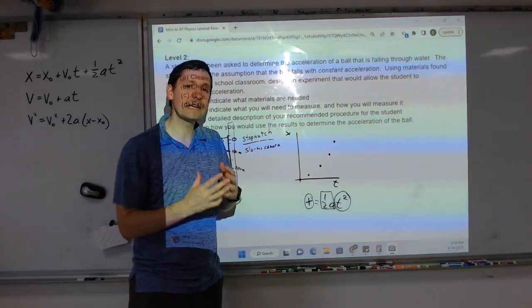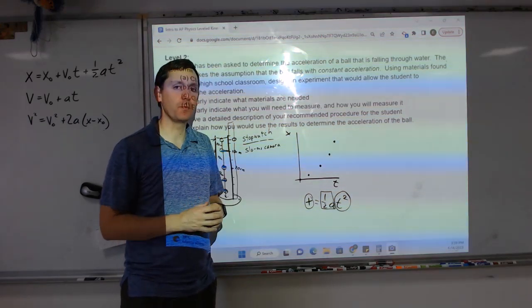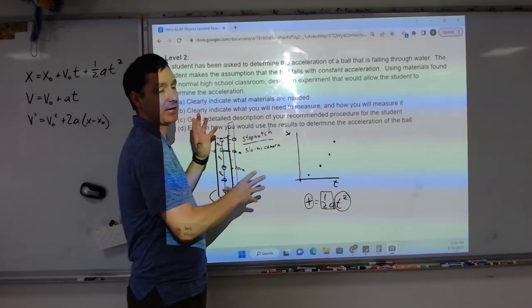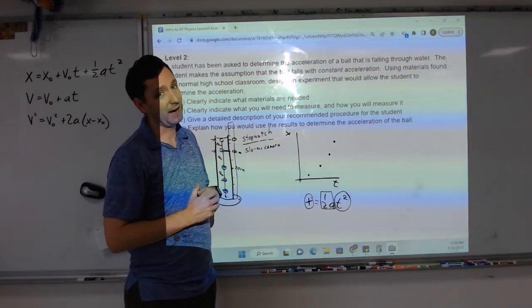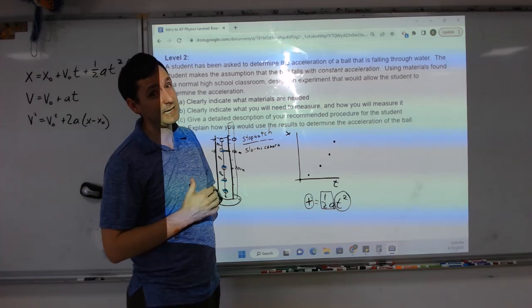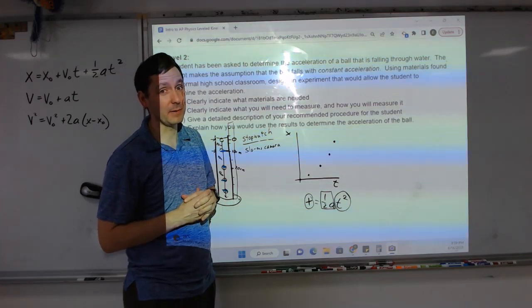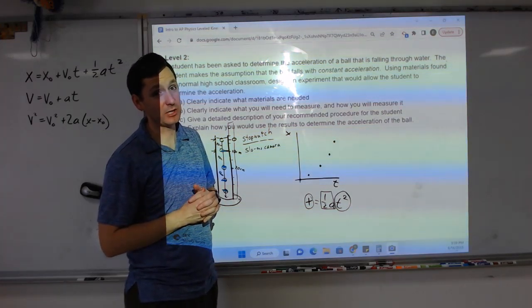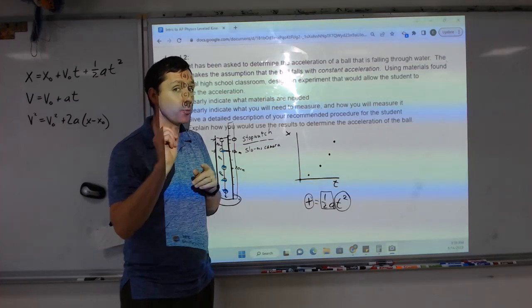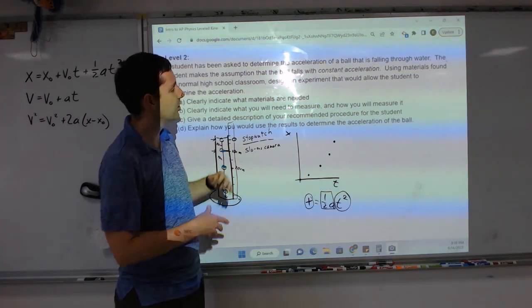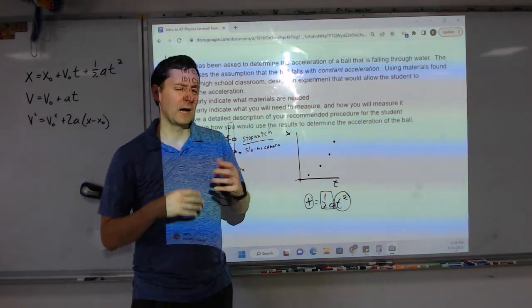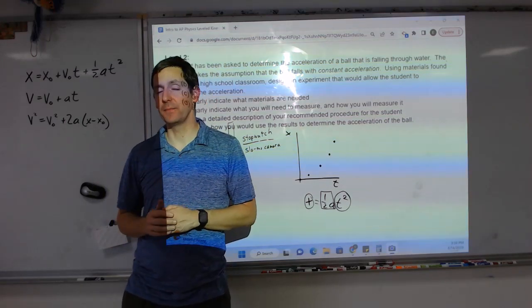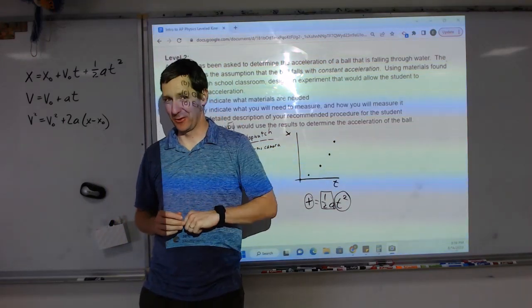The more detail you put there, the better off you'll be when it comes time to actually have to do this on the AP exam. And I guarantee you, you will see an experimental design on the AP exam because that's one of the 5 types of questions that is guaranteed to be on your exam. So, good start here. Hopefully that was interesting to kind of see and talk about. And let's move on to a level 3 question.